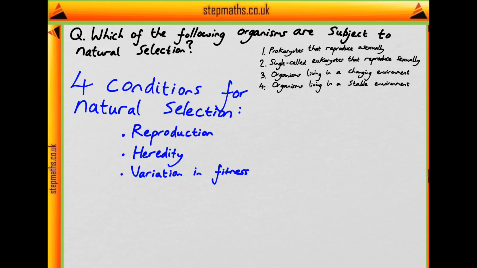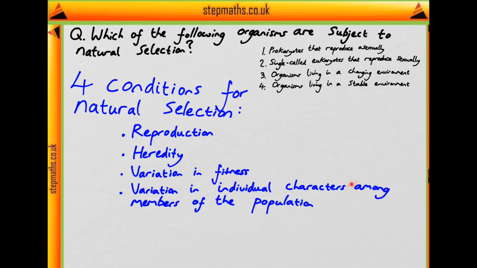Variation in fitness and variation in individual characters among members of the population. So these two sort of come together. If there is variation in individual characters, say strength, then that could generate a variation in fitness. And so in the real world, all 4 of these conditions are met by all organisms, and so all organisms are subject to natural selection.